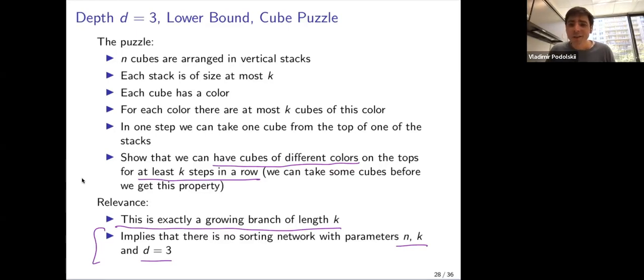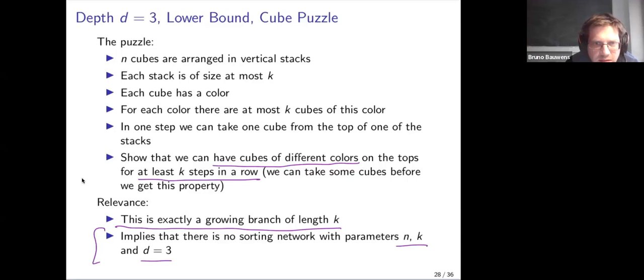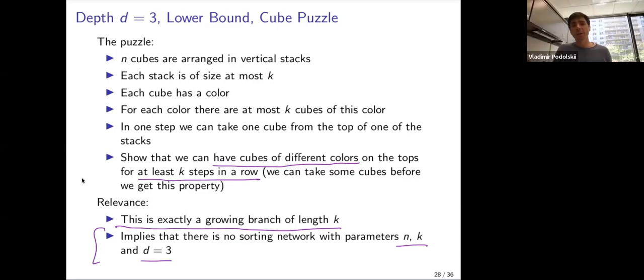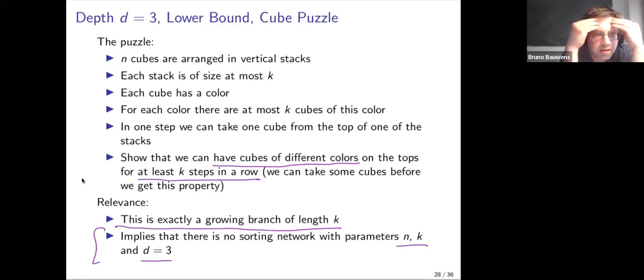Okay, Bruno, how many colors? Oh, you can have as many colors as you want, but you know that in each color there are at most k cubes of the same color. If you have more colors, it's great. The problem is that there are not many colors. If they are all of the same color, you cannot win. Right, yeah.